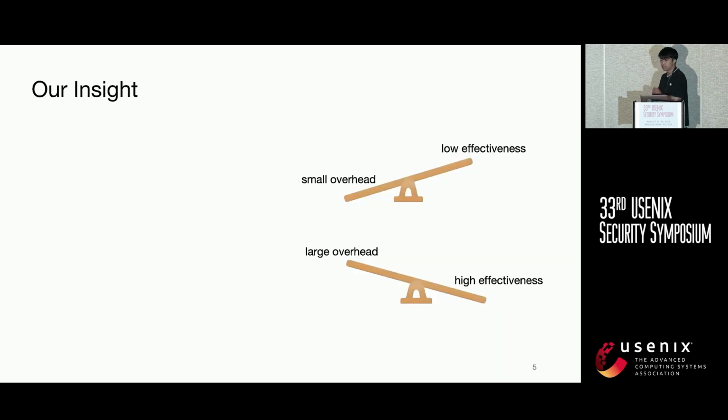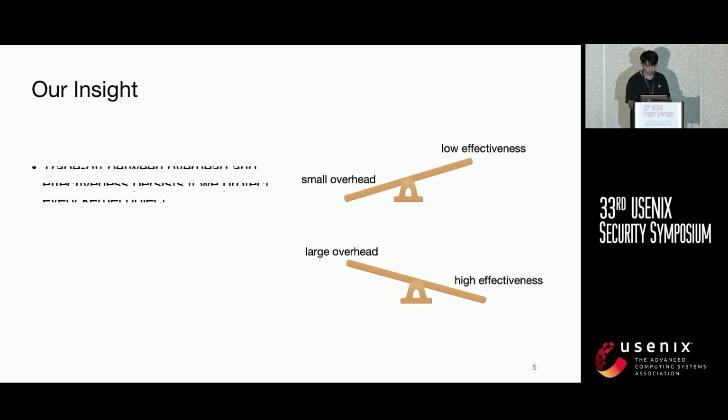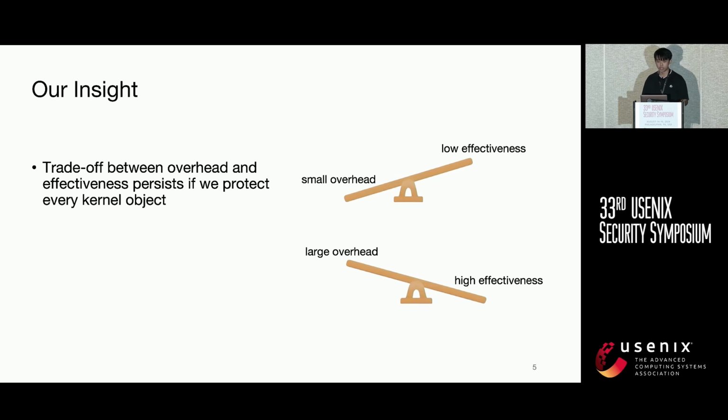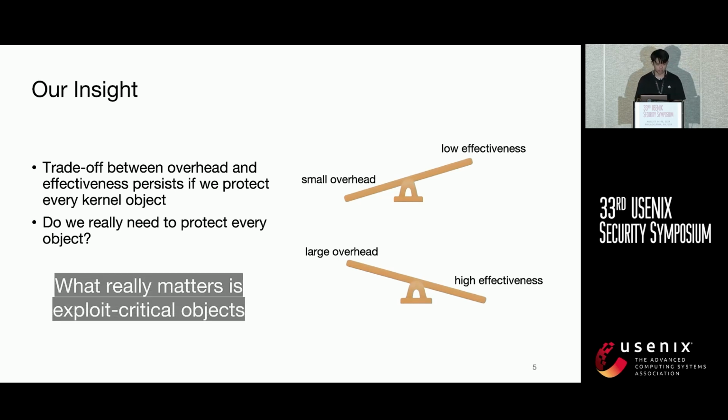So our insight is that if we want small overhead, the effectiveness could be low. And if we want high effectiveness, the overhead could be unaffordable. So the trade-off between overhead and effectiveness persists if we protect every kernel object. Thinking from another perspective, do we really need to protect every object? The answer is definitely no.